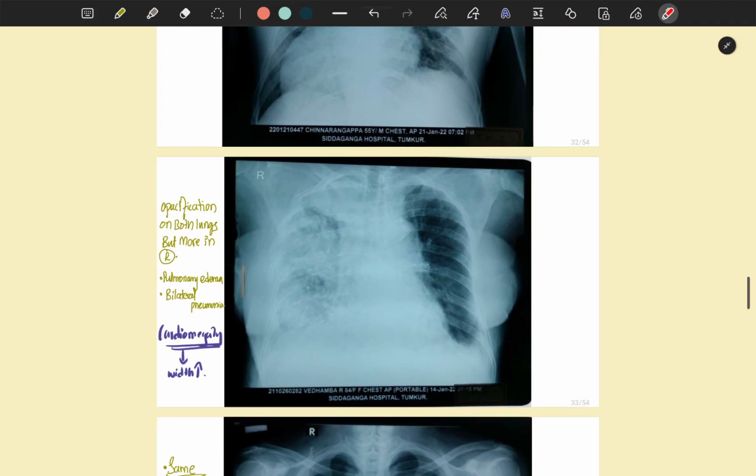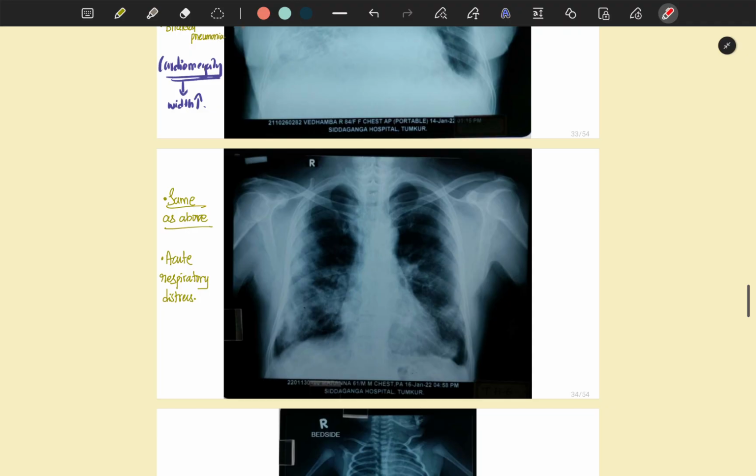Coming to the next X-ray, here you can see the right lung is completely opacified, severe here, and even in the left there is some opacity, but more severe on the right side. It is caused due to pulmonary edema and bilateral pneumonia. Here also you can see cardiomegaly taking place, because the width of the mediastinum or the heart is more than half of the width of the thoracic cavity.